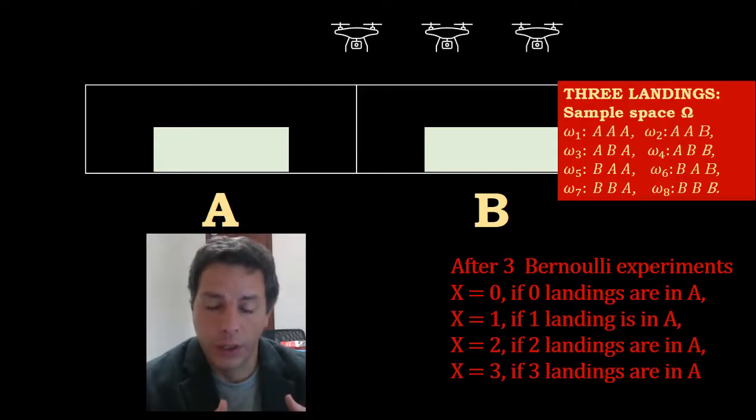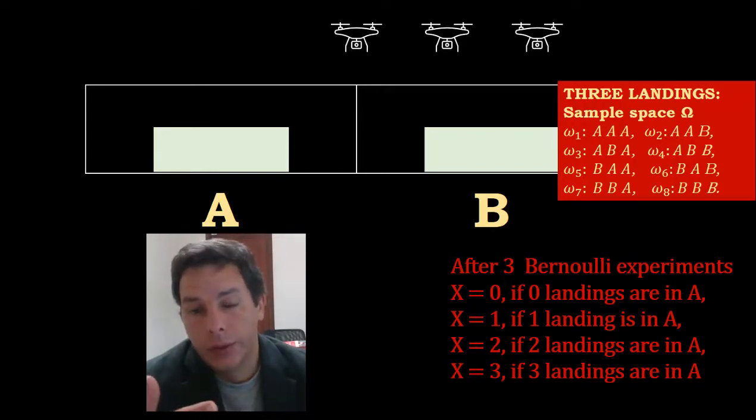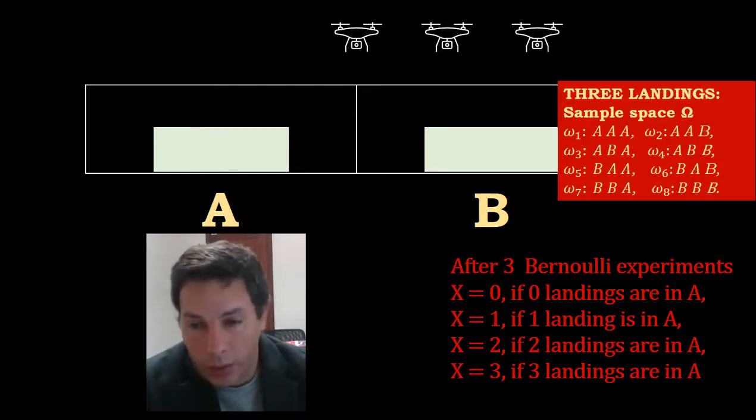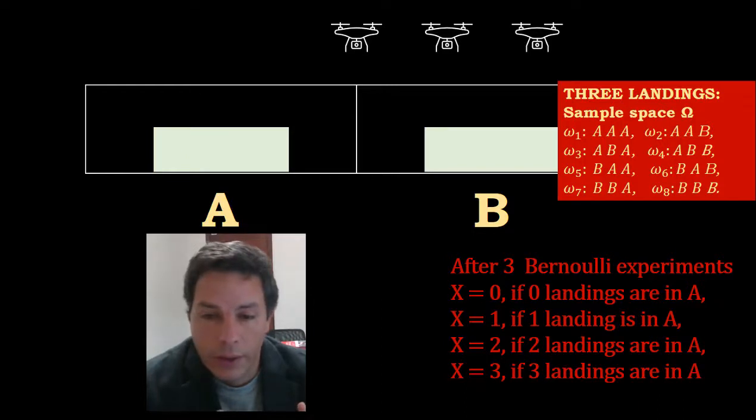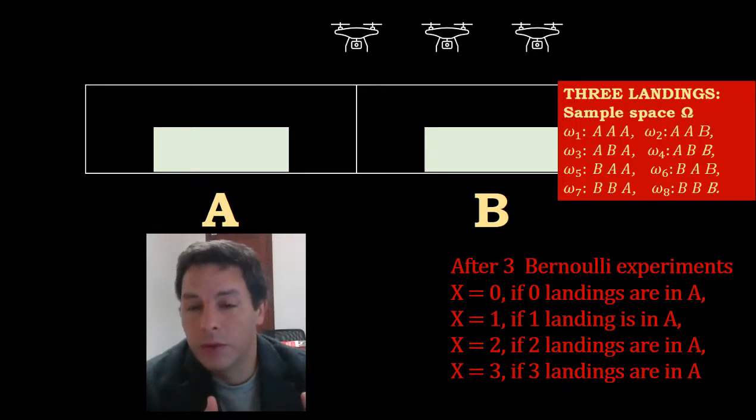So each of the landings is one experiment. So after 3 Bernoulli experiments, we have 4 possibilities. We define the random variable x as x equals 0 if 0 landings are in area A, x equals 1 if 1 landing is in area A, x equals 2 if 2 landings are in area A, and x equals 3 if 3 landings are in area A. So in order to calculate those probabilities, the population only doesn't help. We also need to do some multiplications.